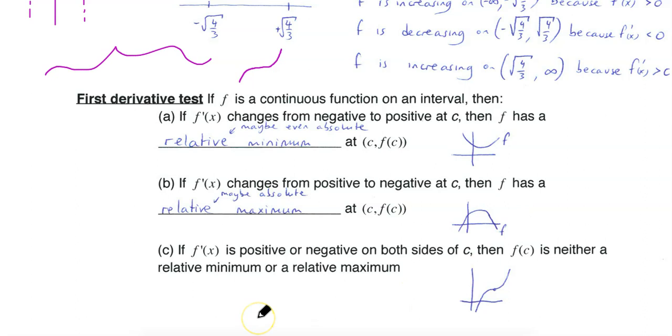And finally, if f prime is positive or negative on both sides of c, then f of c is neither a relative min nor a relative max. This is an example where f prime is positive, then 0, then positive again. So it's not a max, it's not a min. That is the first derivative test.